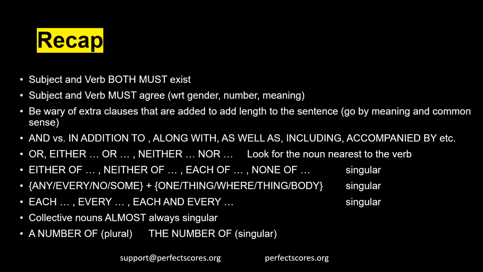And the final rule for this particular slide is a number of versus the number of. When you say a number of people, it is always treated as plural. But when you say the number of people, it is always treated as singular. For example, a number of people are present here, versus the number of people present here is very high. So the number of is always singular, a number of is always plural.